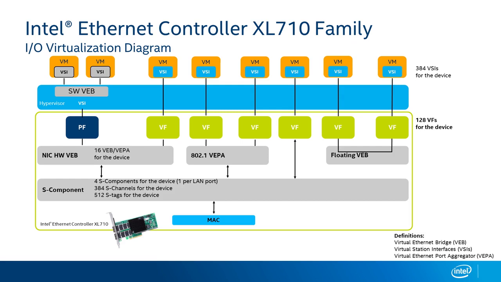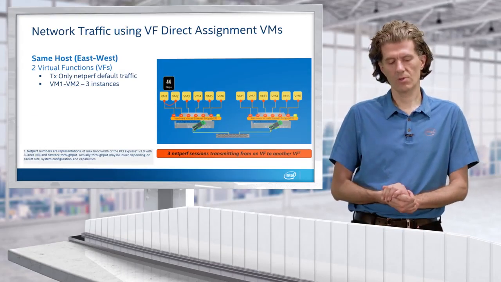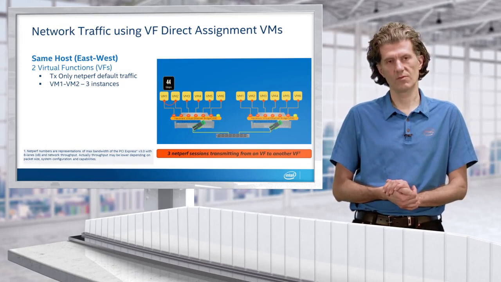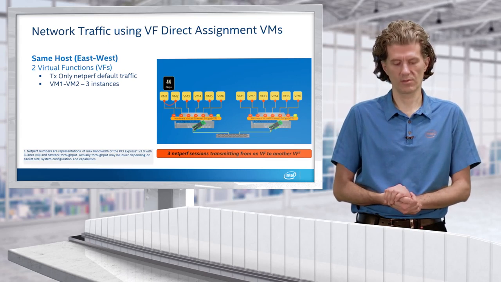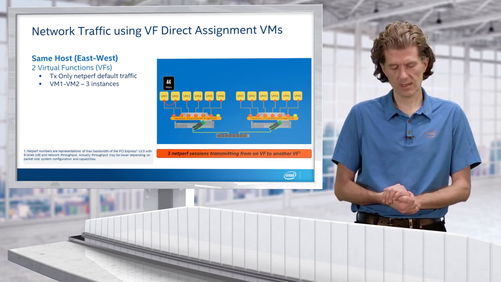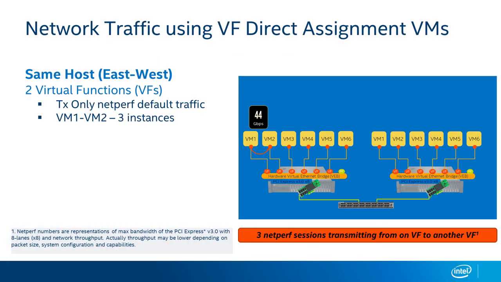The logical equivalent is if we are doing SR-IOV in containers, and there we have virtual station interfaces connected to those virtual functions. If we look at how network traffic would be flowing when using virtual function direct assignment to the virtual machines, we will have examples starting with traffic on the same host.